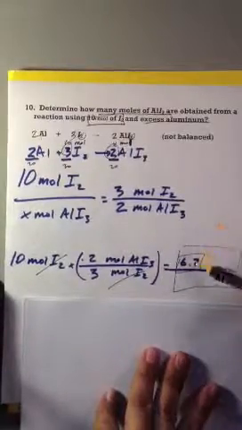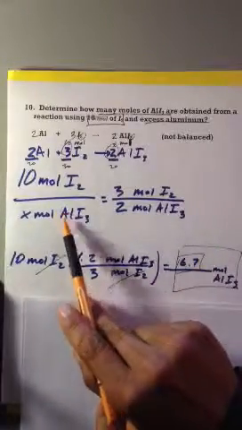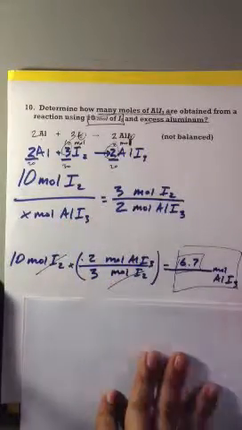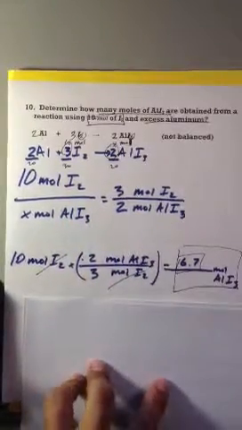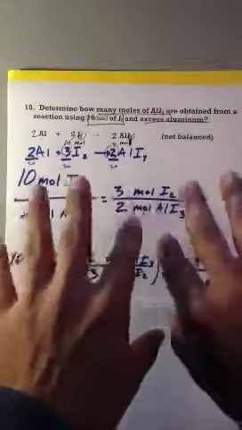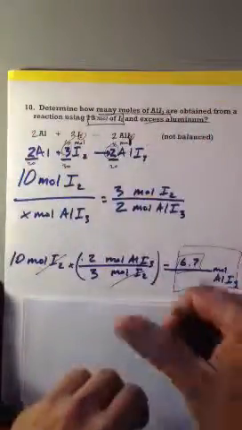If you wanted to double check your answer, put 6.7 in here, and this should be the same. 10 divided by 6.7 should be 3 divided by 2. Not too bad. Remember, you don't need grams, you don't need molecules, all you need is just the mole ratio when you have mole to mole problems. Got it?